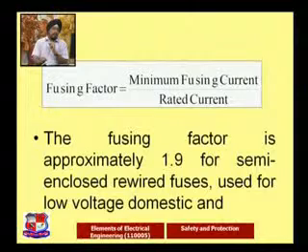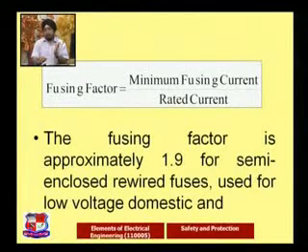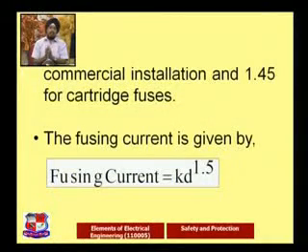So the fusing factor is normally 1.9 for the semi-enclosed rewirable fuse, what we have seen generally till 15 to 20 years ago, which are used for low voltage domestic use as well as commercial installation. And the higher version of that fuse, the cartridge fuse or the HRC fuse, the fusing factor is equal to 1.45. We'll go with the diagram of the normal rewirable fuse and the HRC fuse.